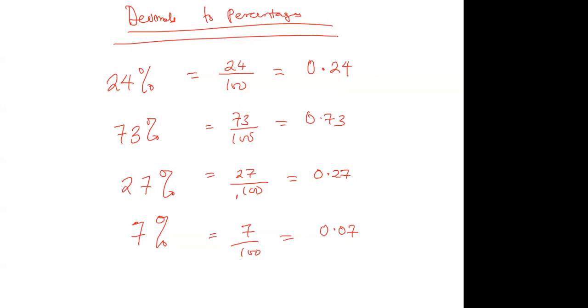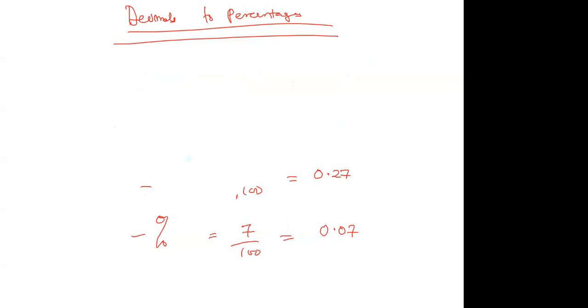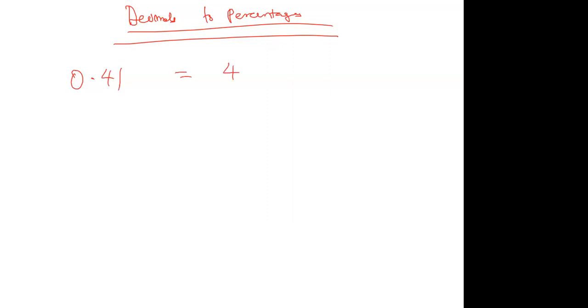So now let's move on to decimals to percentages, which is just the opposite of it. So when you say decimal to percentage, say you have 0.41. So 0.41 is going to be 41%. Just multiply by 100.